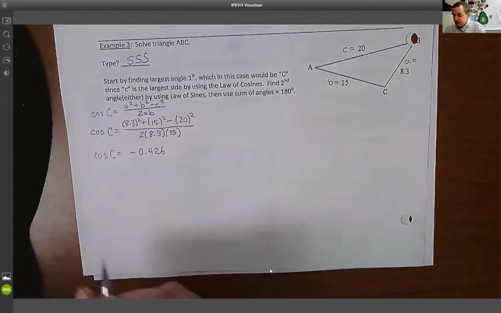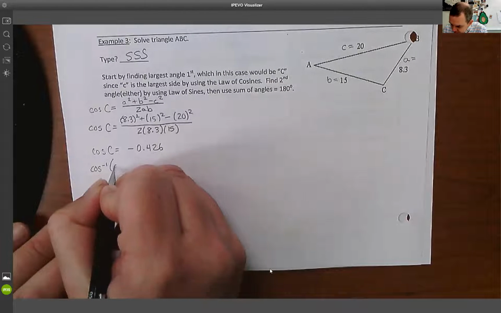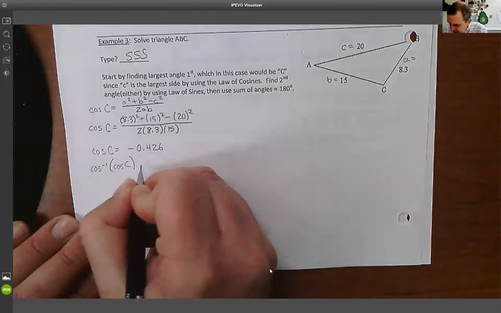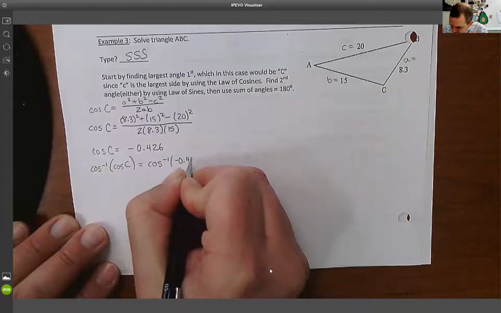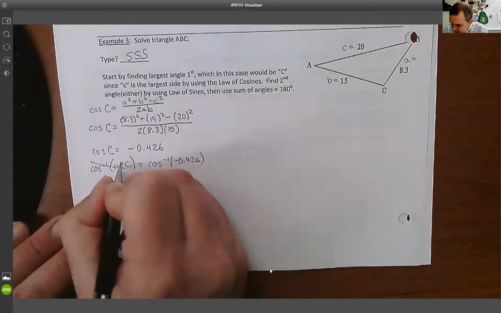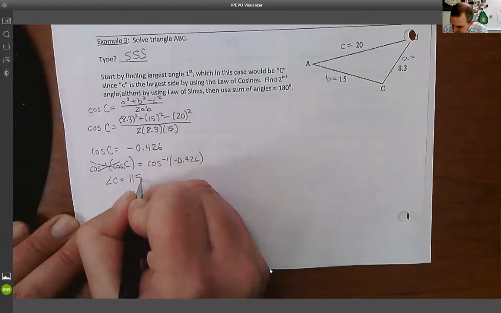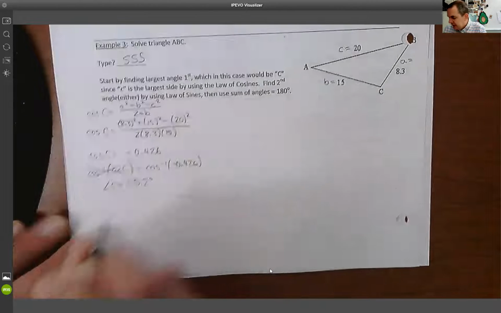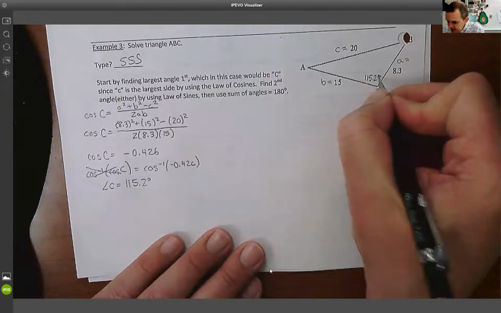To figure out angle C, I'm going to take the arc cosine of both sides. I'm going to undo that trig I have. Because when I do that, those go away and I'm left with angle C equals 115.2 degrees. So that tells me this guy's 115.2 degrees.